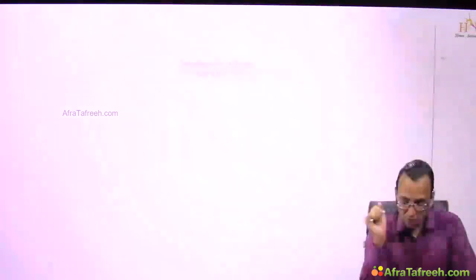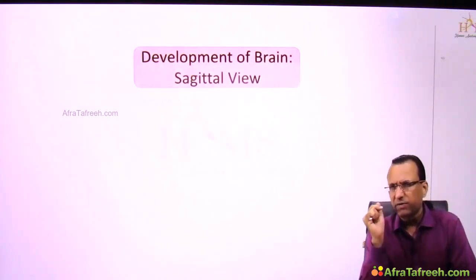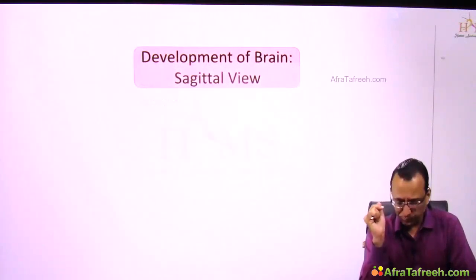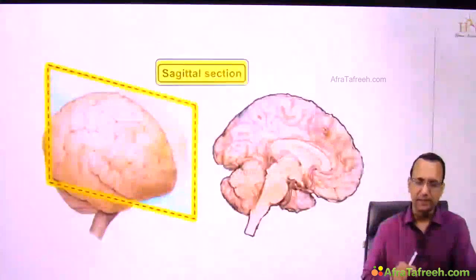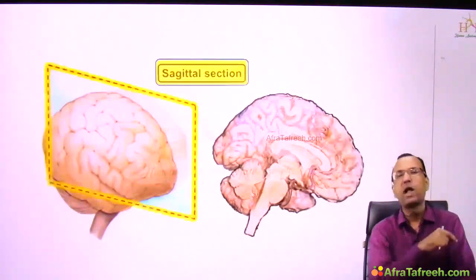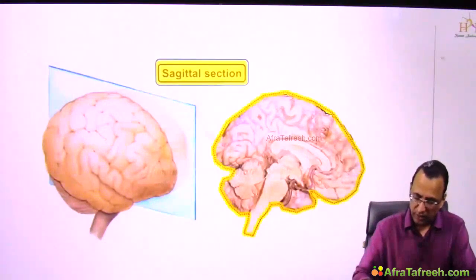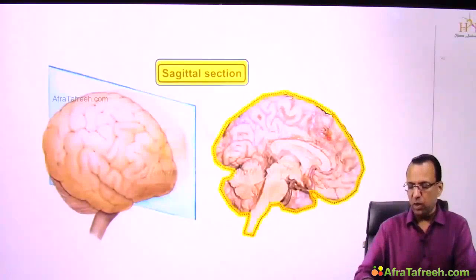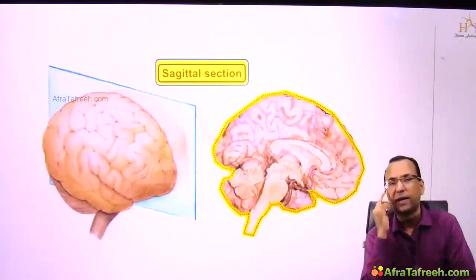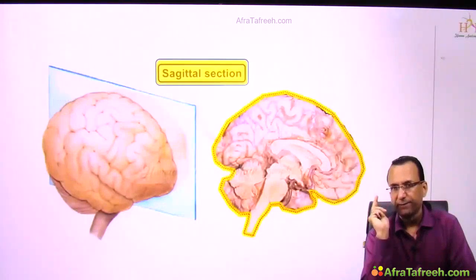Then we are talking about the sagittal view of a developing brain. When you take a sagittal section of the developing brain, you will find it is actually an anterior-posterior section. Now, when you are taking an anterior-posterior section of the brain, remove one half of the brain and look at the other half. This is going to be a medial view of one half of the brain after taking the anterior-posterior section. And we are looking at the developing brain.